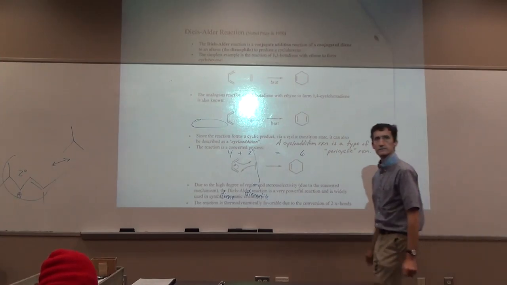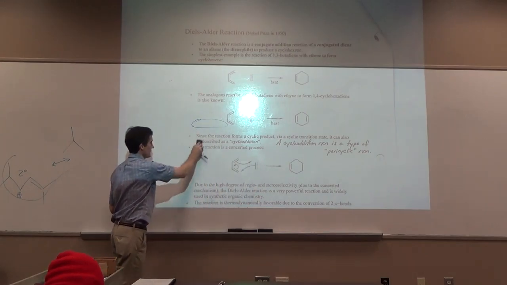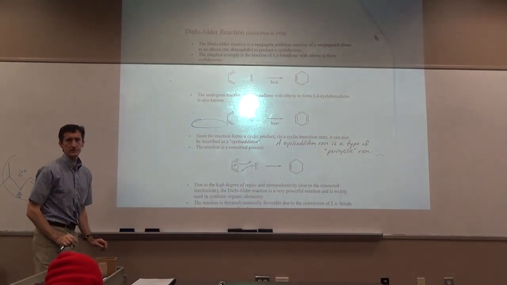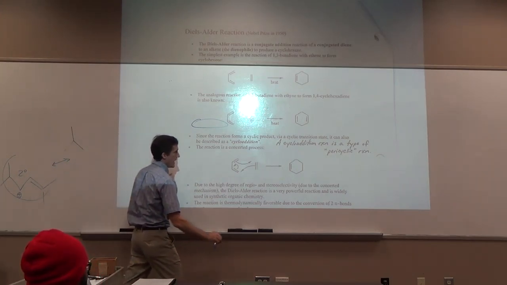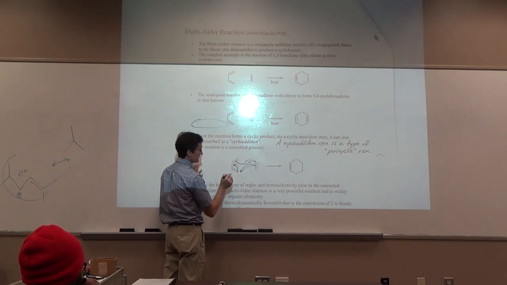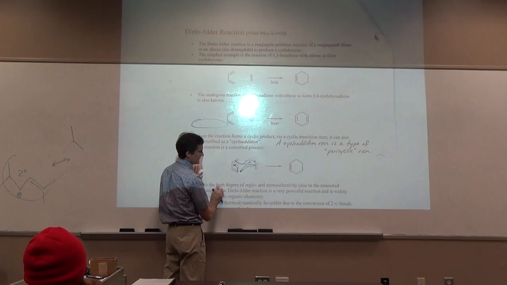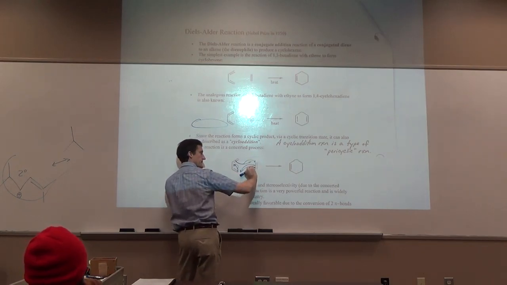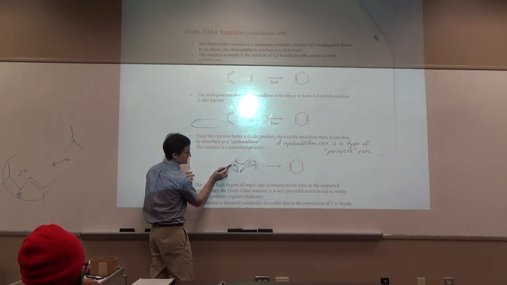Mechanism. What's going on here? We'll show this, and then we'll end. It's a concerted reaction. It all happens in one step. You can start by saying these electrons move here, these electrons move here, and these electrons move here. This carbon makes a single bond to that carbon. This makes a single bond to that carbon. And importantly, when this moves up, what's between these two carbons at the end? Yes, a double bond here.